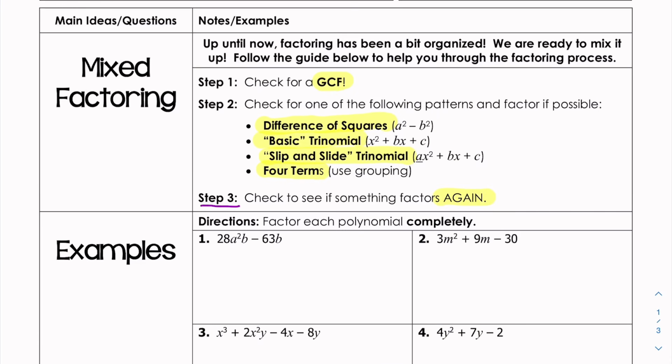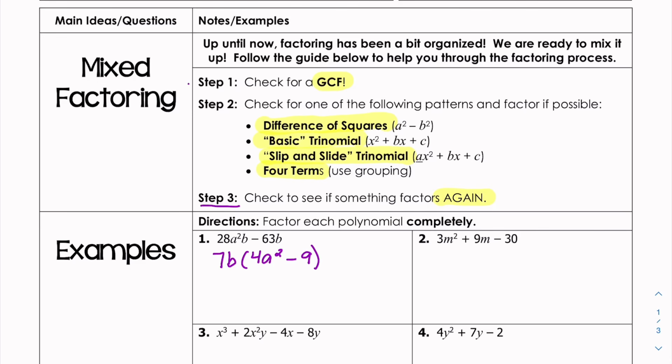So looking at number 1, we have 28a squared b minus 63b. Right off the bat with step 1, we need to think about a greatest common factor and if this problem has one. We have 28 and 63 for our coefficients. The greatest common factor for 28 and 63 is 7, so we're going to bring that down. Then also make sure we look at our variables. We have a squared b and b, so the greatest variable that goes into both terms is b. So we're going to take out the b, and inside we're left with 4a squared minus 9.